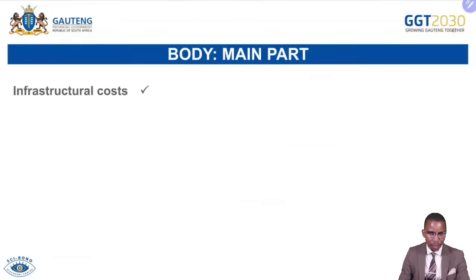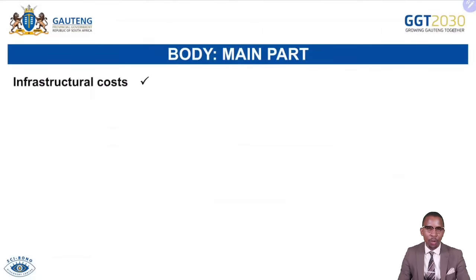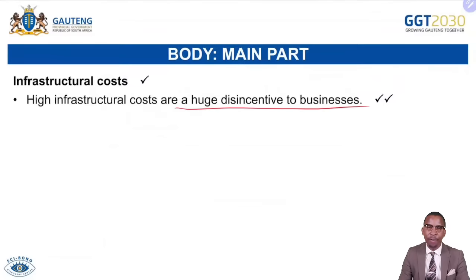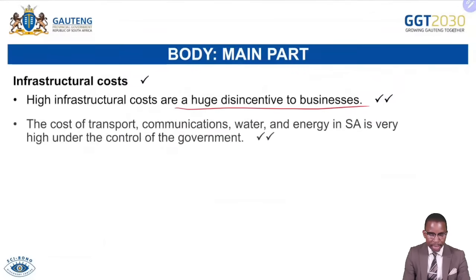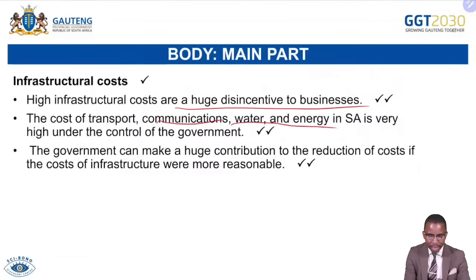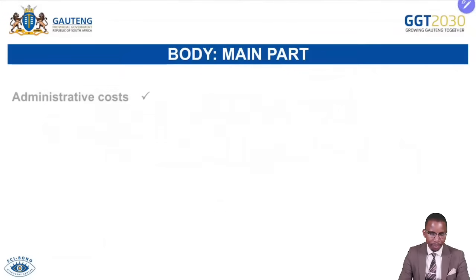And then we continue. Infrastructure cost. So under cost of doing business, we also talk about cost of infrastructure. High cost of infrastructure is a huge disincentive for businesses. The cost of transport, communication, and water and energy in South Africa are very high, and they are controlled by the government. The government can make a huge contribution to the reduction of cost of doing business or cost of infrastructure so that businesses can be able to produce more goods and services.